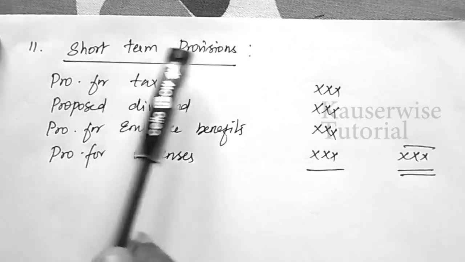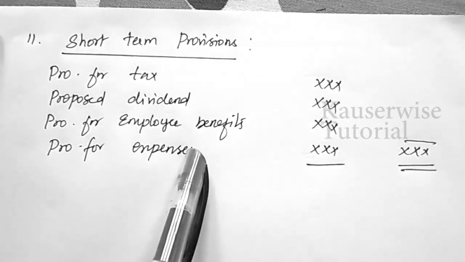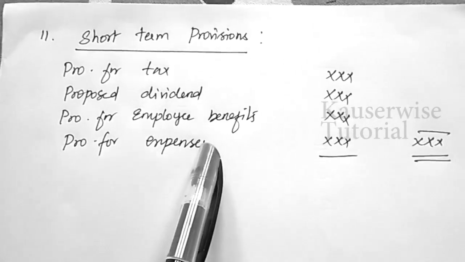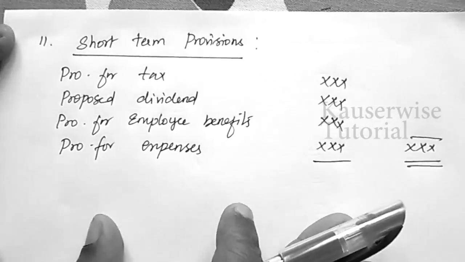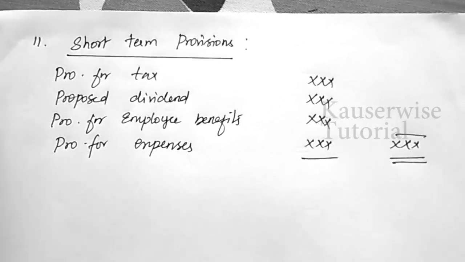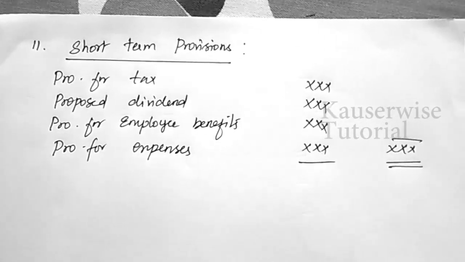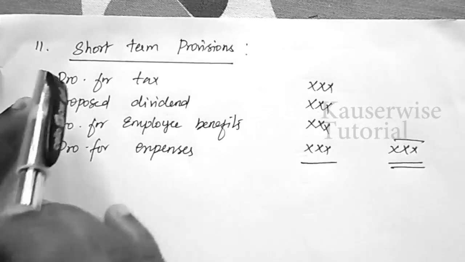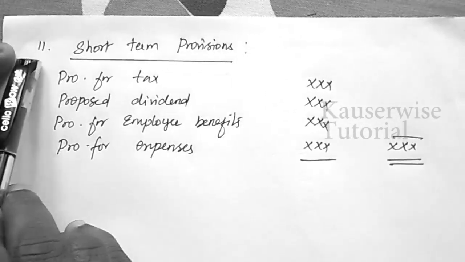Last one is short-term provisions. So a company may maintain provision for long run and short run. If you find any provision for short run, it means within 12 months you are going to pay. Before that you are making some provision on a short-term basis. So that will be recorded under the heading of short-term provisions, working note number 11.